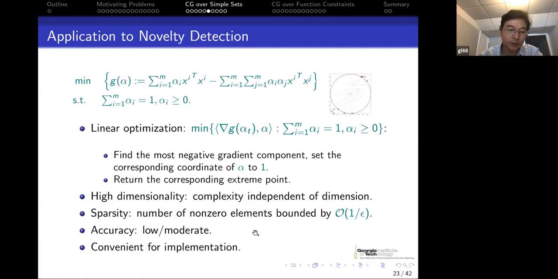So we can guarantee to have a sparse solution. Because we don't need to solve the problem to high accuracy, we don't need epsilon to be too small. So this slow convergence of the algorithm is acceptable. And also the algorithm is simple to implement.